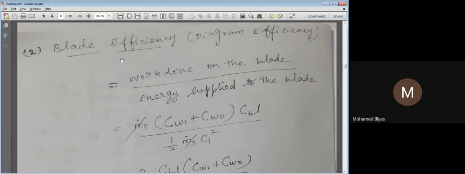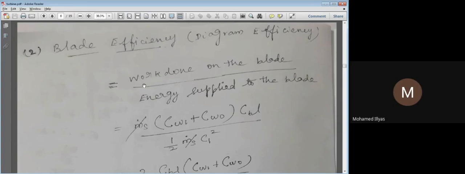So blade efficiency is very important, because all the steam which is coming onto the blade will not strike it. Some losses may be there, so blade efficiency will never be 100; it will be less than 100, and we have to calculate it. So how do you calculate any efficiency? We can calculate it as output by input. Efficiency means output by input.